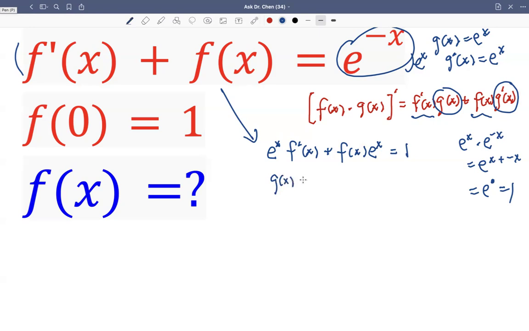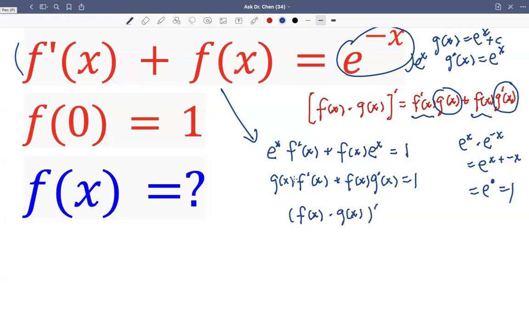You may argue that g could be e to the x plus c, and then g prime is still e to the x. So this constant term doesn't really apply much, and I can ignore it. So g of x times f prime of x plus f of x times g prime of x, because g prime of x is also e to the x. Now I can rewrite this as f of x times g of x.